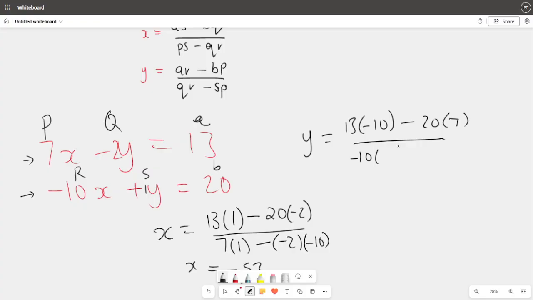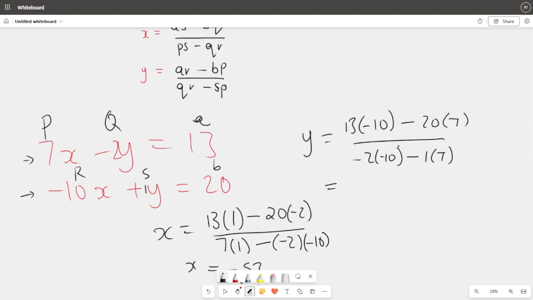Okay, I made a mistake. The value of q right here, I hope I didn't make mistakes. Sorry, let me rectify that part. So the value of q is not negative 10, rather negative 2, so we're going to say negative 2, and then the value of r right here is minus 10. Okay, minus 10, and then minus the value of s. The value of s is positive 1 into the value of p, which is positive 7. So I'll just double check everything afterwards.